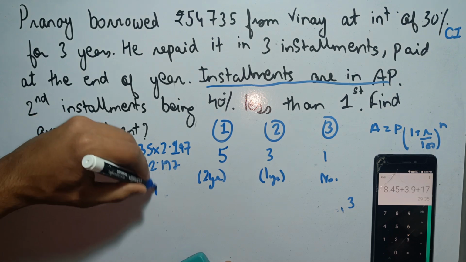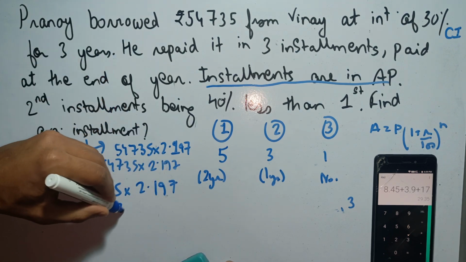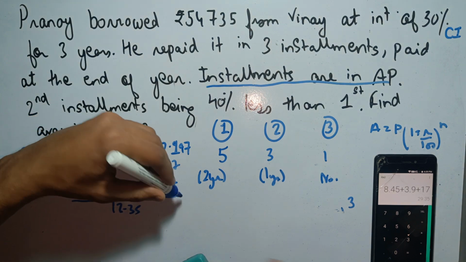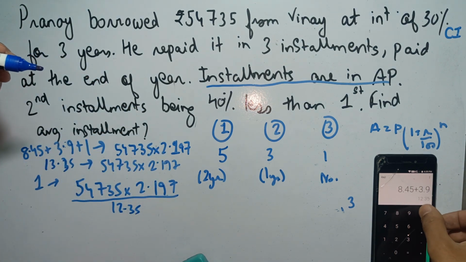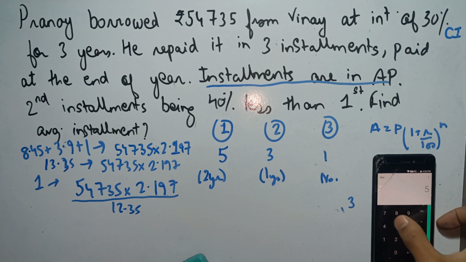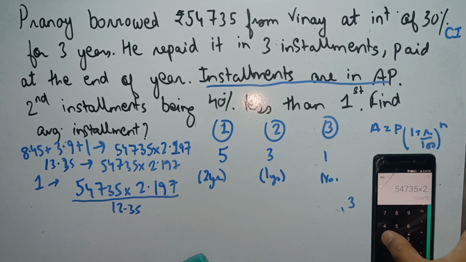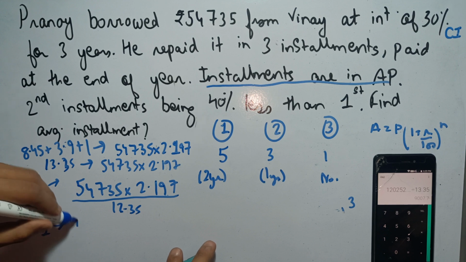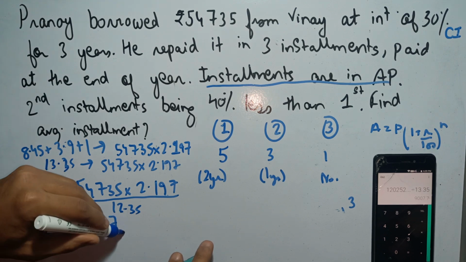1 is equal to 54735 into 2.197 whole divided by 13.35. Now solve this on the on-screen calculator which is given in the exam. 54735 into 2.197 divided by 13.35. This gives us the value of one installment as 9007.7. Okay, we get the value.